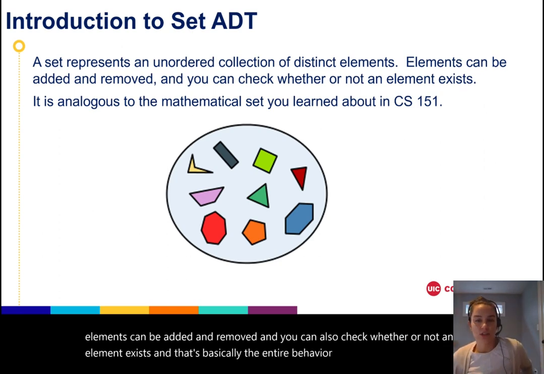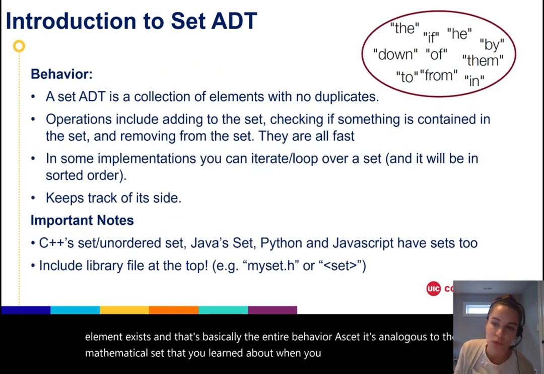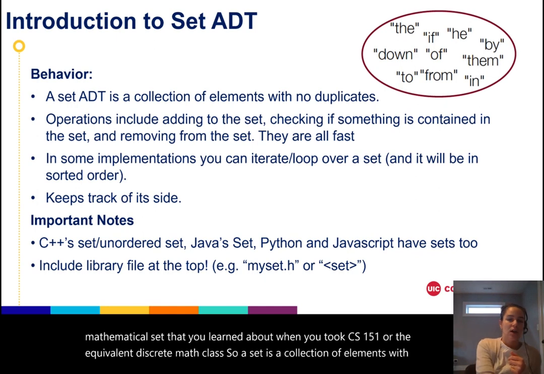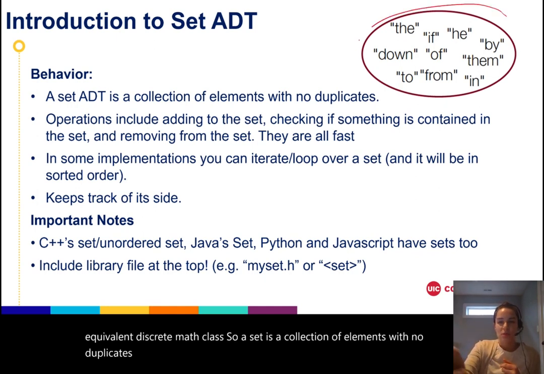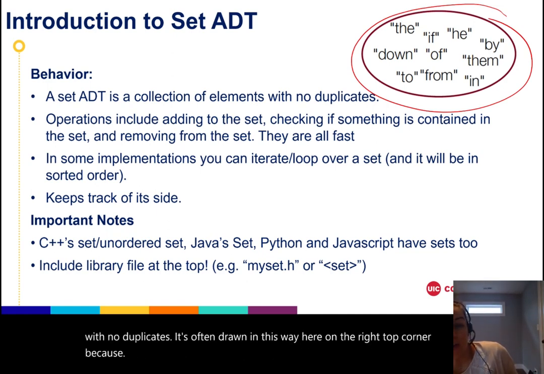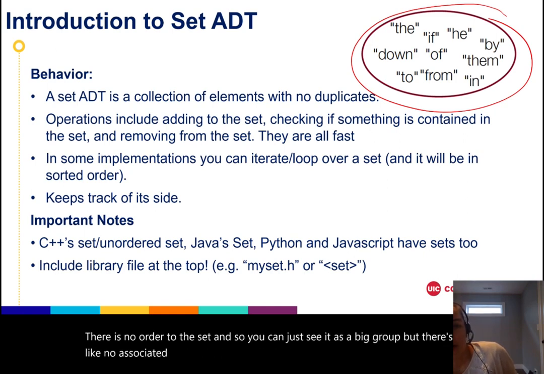It's analogous to the mathematical set that you learned about when you took CS 151, or the equivalent discrete math class. So a set is a collection of elements with no duplicates. It's often drawn in this way here on the right top corner because there is no order to the set, and so you can just see it as a big group, but there's no associated order with the elements.